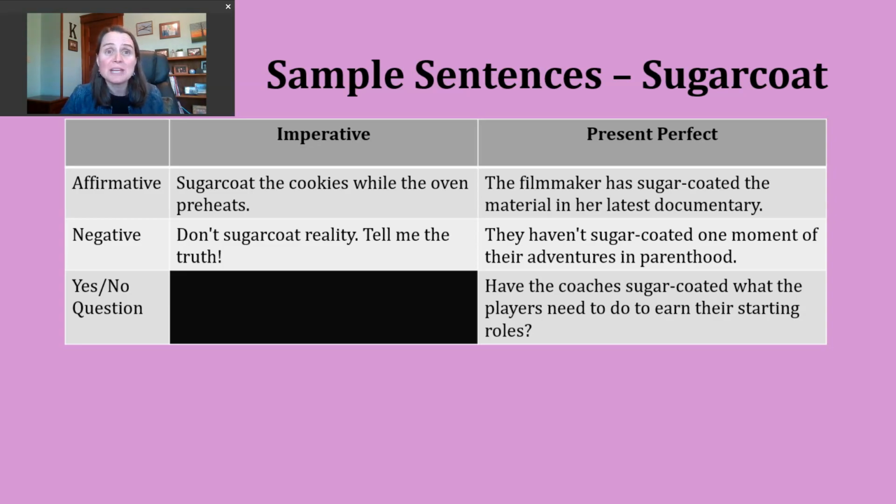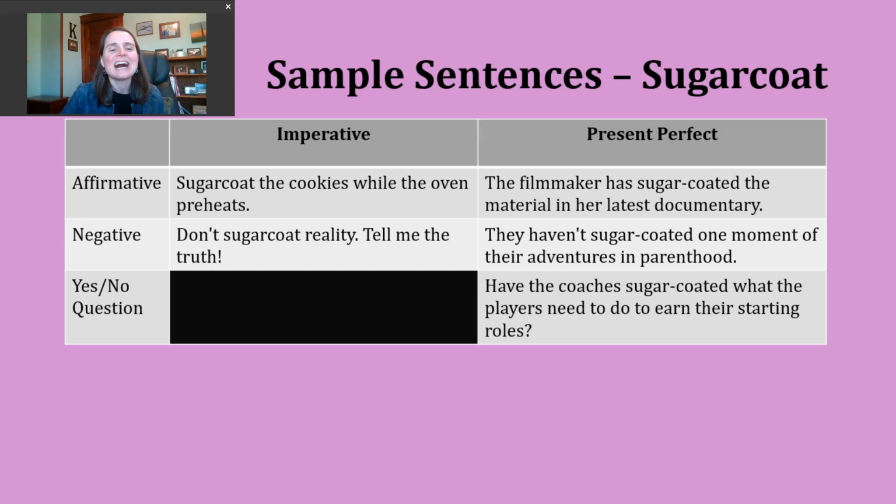The imperative is unique because we do not have a stated subject. Our sentence is not beginning with I, you, we, some noun phrase, the name of a person or place or thing, none of that. Right? Instead, we can just begin our sentence with the base verb. So you might see the steps in a recipe include something like this. Sugarcoat the cookies while the oven preheats. Right? So it's telling you exactly what to do.